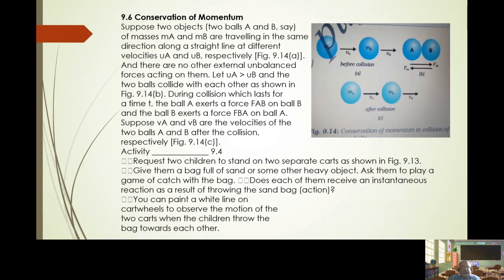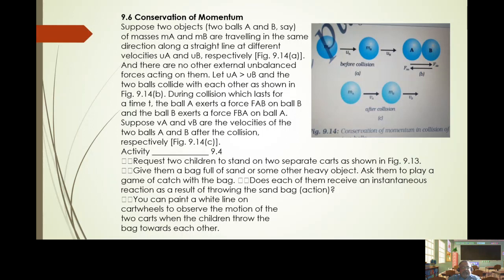During the collision, which lasts for a time t, ball A exerts a force FAB on ball B, and ball B exerts a force FBA on ball A. Suppose VA and VB are the velocities of the two balls A and B after the collision respectively.